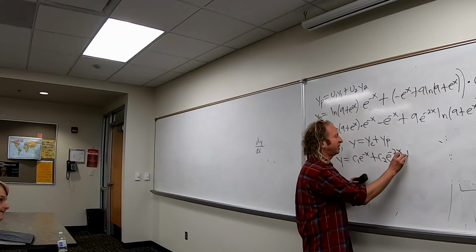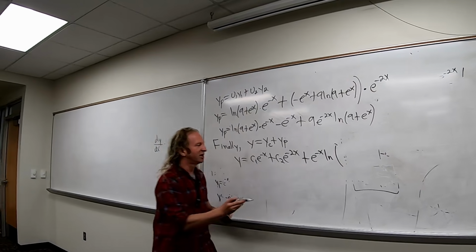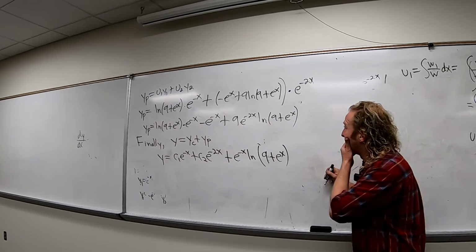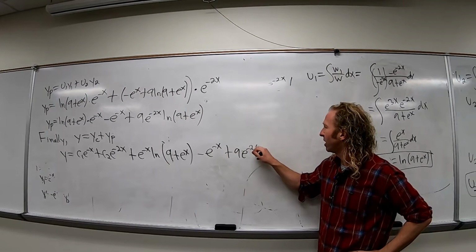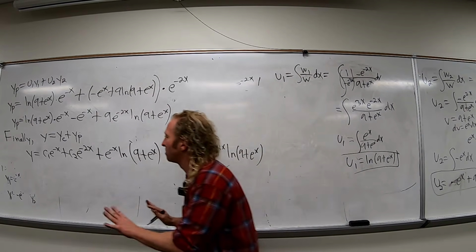I know it sounds ridiculous. I'm going to put the e in the front because it's just bothering me. ln 9 plus e to the x. Writing fast. There's one more step after this and we're done. Minus e to the negative x plus 9 e to the negative 2x, ln 9 plus e to the x. Almost done. Let me just pause.